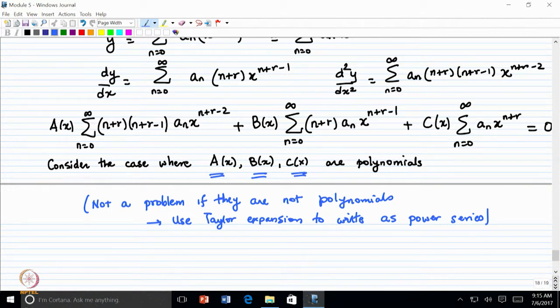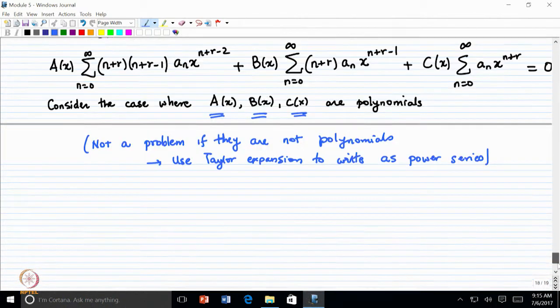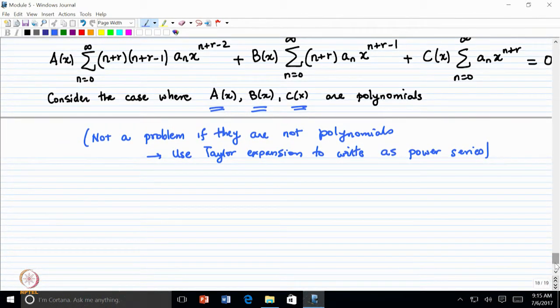So what you will get finally is something like, I will just write this in the following form. So a of x is a polynomial, so it will have terms of constant, x, x square and so on. Now when you multiply this, then what you will get is a left hand side.